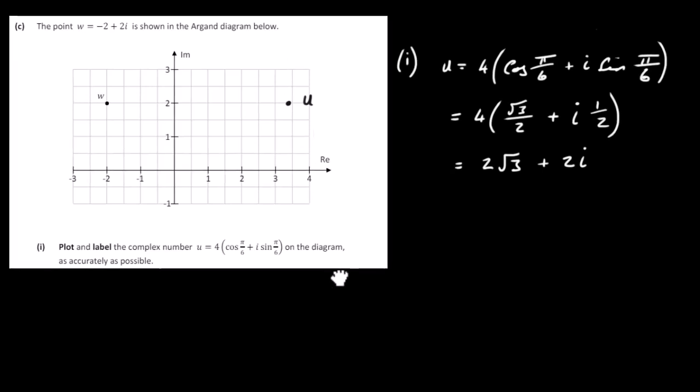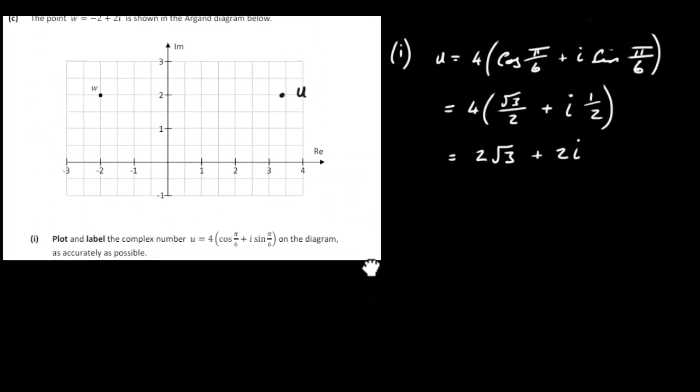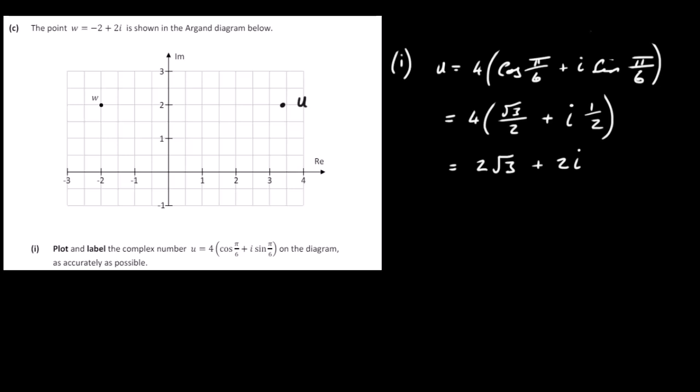Let's have a look at part 2. In part 2 it says the complex number O is 0 plus 0i. Find the size of the angle WOU. Give your answer in radians. Okay, so let's just plot that. So O is here, so we're going to look at this angle here and this one up here. Whoops, let me do that again. Okay, so we've got to find this angle here. Let's call it theta.